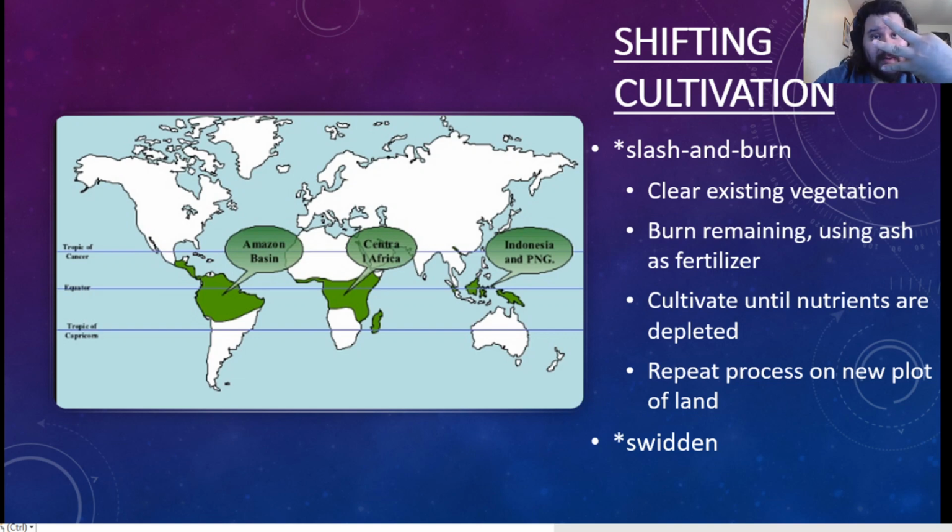Step three is to cultivate until the nutrients are gone, until they're depleted. They're going to use and reuse that plot of land until it's no longer arable. And then that closes out our first steps: clearing the vegetation, burning the rest, and using the ash for fertilizer, cultivating on that land until the nutrients are depleted, and then the hidden step number four, we move on to a new plot of land and repeat the process all over again.